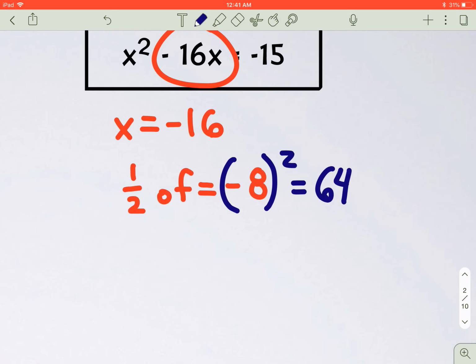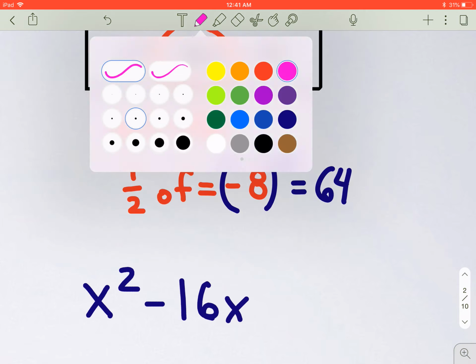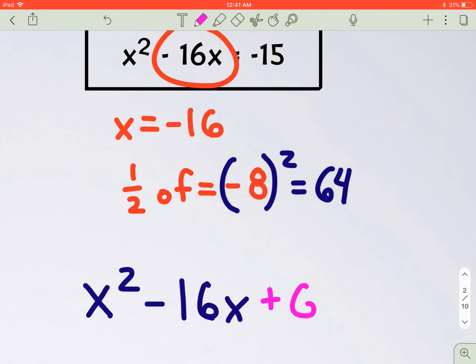So the way that's going to look is it's going to say x squared minus 16x. And I'm going to add that to both sides of the equation, the half squared of my x term. So I'm going to add 64 to both sides of my equation.